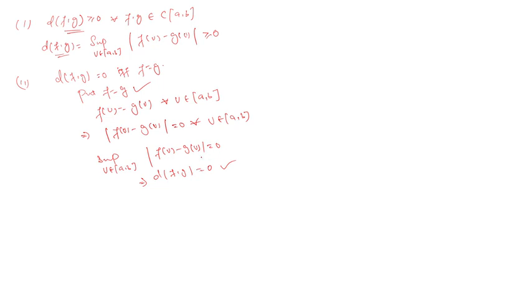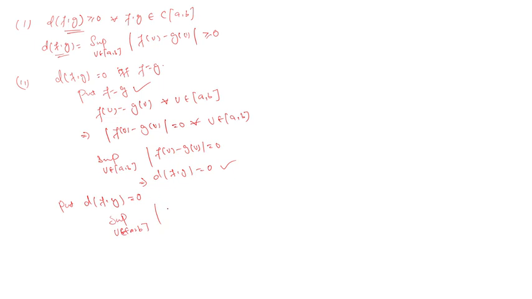Now I will suppose that d(f, g) is equal to 0. So now I put d(f, g) equal to 0, and we have to check whether we get f equal to g or not. So when I am saying that d(f, g) is equal to 0, by the definition of d(f, g), it means the supremum over u in [a, b].